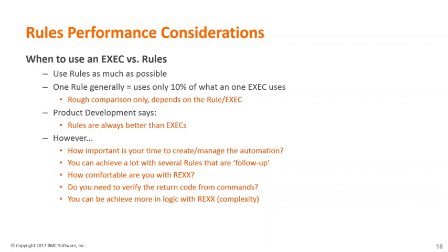However, there are some things to consider. How much time do you want to commit to managing your automation environment? You can do a lot with several rules, but sometimes it's easier just to write a simple exec that's maybe 4 or 5 lines long, and that can be easier to maintain than 3 or 4 rules that are kind of hooked together. You've got to follow through the logic, try to figure out what's going on.